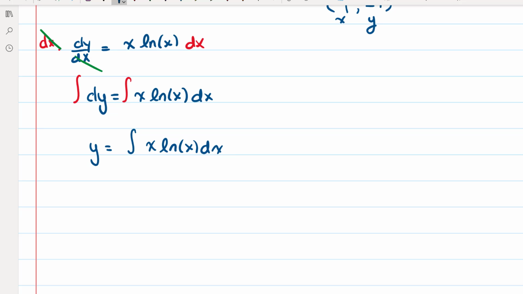Now, when doing these problems, my instinct is to make u equal to x and du equal to dx because it goes away, which means that dv is going to be ln of x dx. And this is where you get into a problem because then what is v? It's too complicated. I know what it is. If you memorize it, awesome.